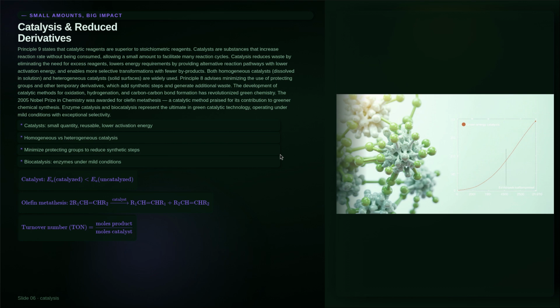Both homogeneous catalysts dissolved in solution and heterogeneous catalysts on solid surfaces are widely used. Principle 8 advises minimizing the use of protecting groups and other temporary derivatives, which add synthetic steps and generate additional waste. The 2005 Nobel Prize in Chemistry was awarded for olefin metathesis, a catalytic method praised for its contribution to greener chemical synthesis. Enzyme catalysis and biocatalysis represent the ultimate in green catalytic technology, operating under mild conditions with exceptional selectivity.